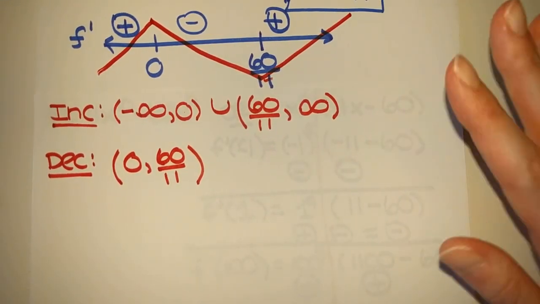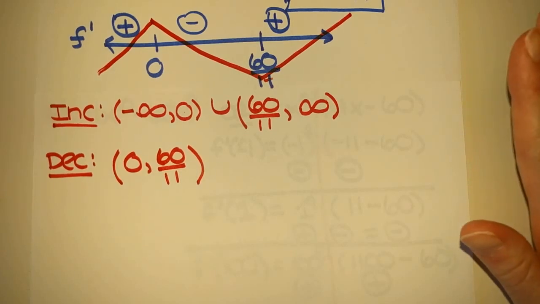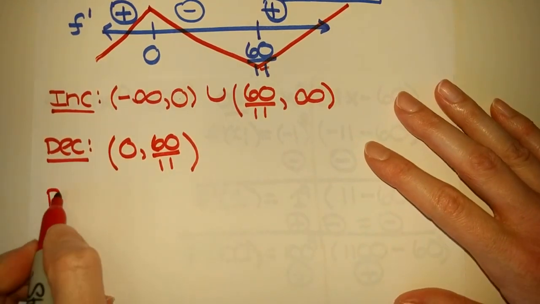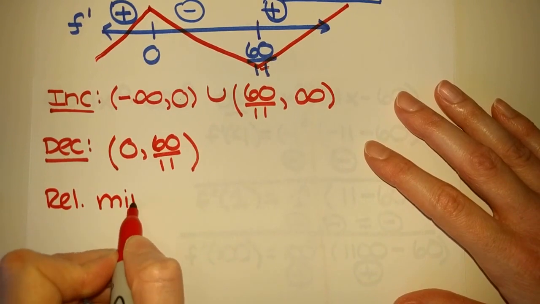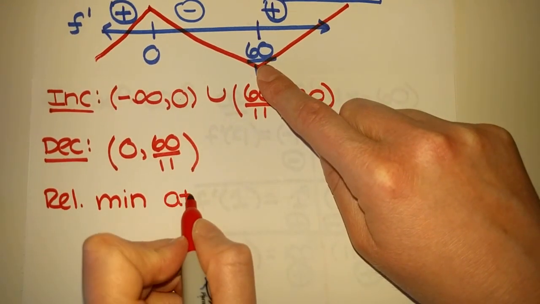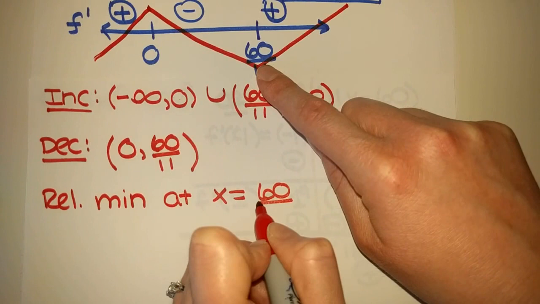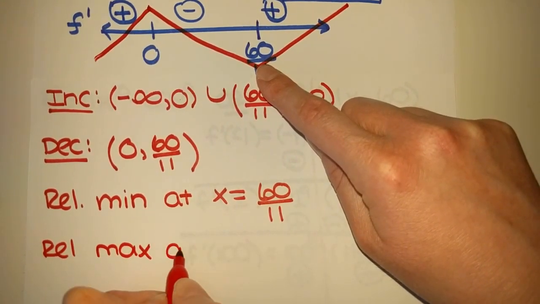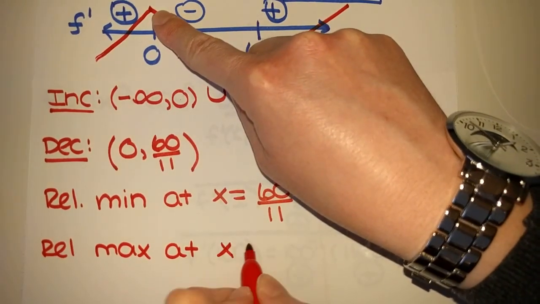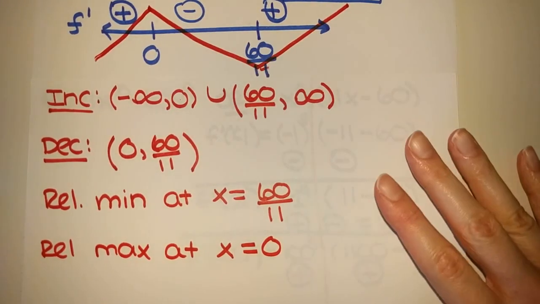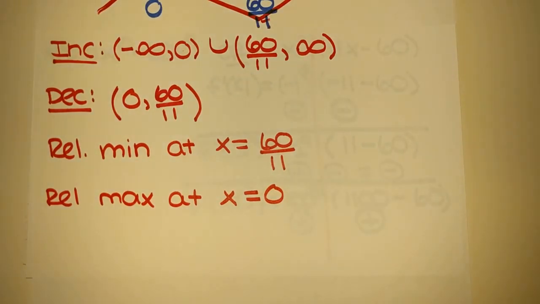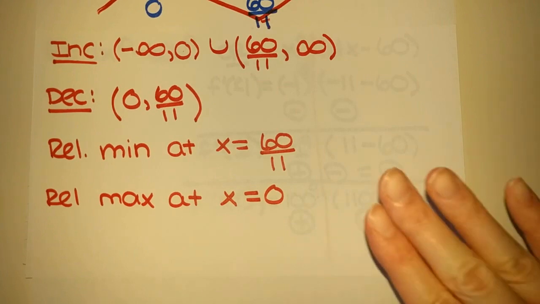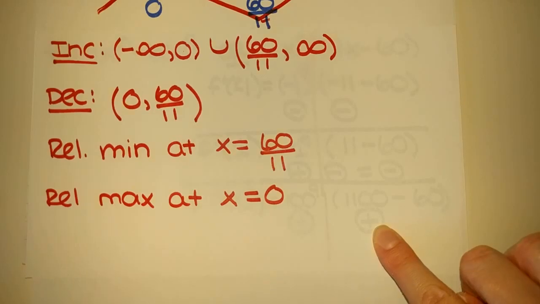And keep in mind, for all of these questions, you always use parentheses for the interval. All right, now the relative min and max. The relative min would happen at x is equal to 60 over 11. And the relative max, if you just look at the structure of this chart, would happen at x is equal to 0. Okay, and if you wanted to find the actual y values, you could plug these x values into the original function to find those relative min and max y values. But it's perfectly fine for your test to write your answer in this formulation.